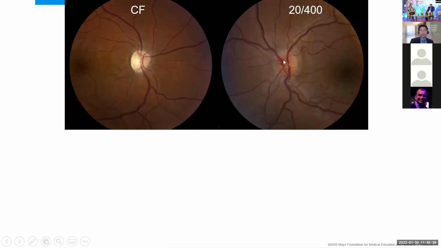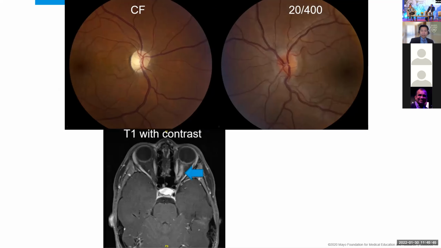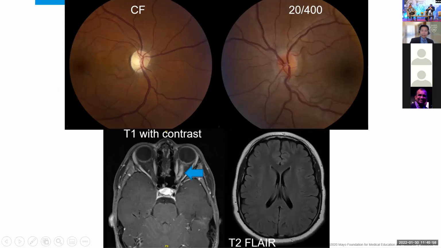And now she's presenting with a hyperemic nerve on the left with 20/400 vision, so very severe vision loss. When we got the MRI, you can see this profound enhancement of the optic nerve here, where it extends down almost the entire nerve. It doesn't spill into the peribulbar fat, but it is pretty profound enhancement involving that nerve. And then with our T2 FLAIR looking for those white matter lesions, we don't see these periventricular white matter lesions like you see in MS.